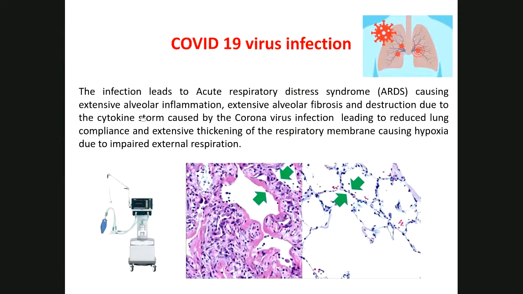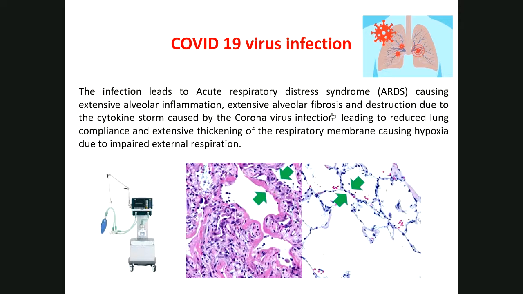This cytokine storm will make intense inflammation within the lung tissue, and that intense inflammation will cause thickening of the respiratory membrane. You can see here on the right side, the respiratory membrane is very thin, which is 0.5 micrometer. And in those patients who are suffering to death, the respiratory membrane is very thick, so it is very difficult for oxygen to pass through it, and that's why they are suffering from hypoxia, and for that reason they are kept on ventilators.